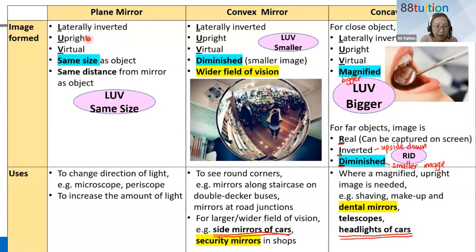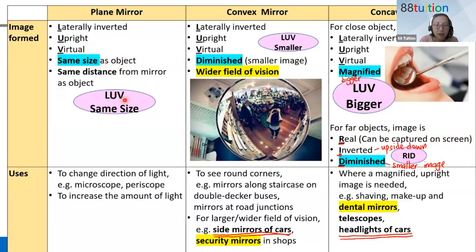Upright is the opposite of upside down. Virtual image means you cannot project it on a screen. Opposite of virtual is real. Real means can be captured on the screen. All right, real image, you can actually see the image on a projection screen. But virtual image, you cannot see the image on a screen. So the image will be the same size as the object.